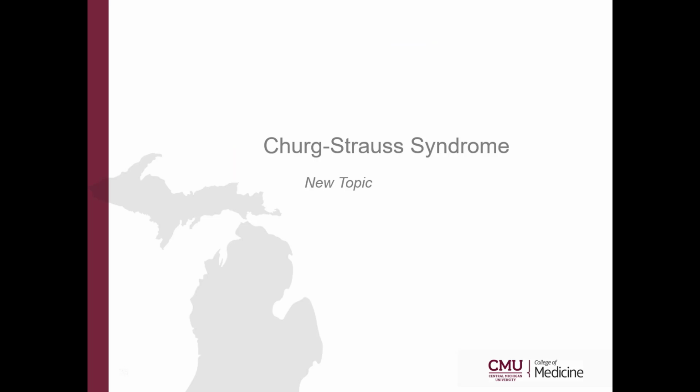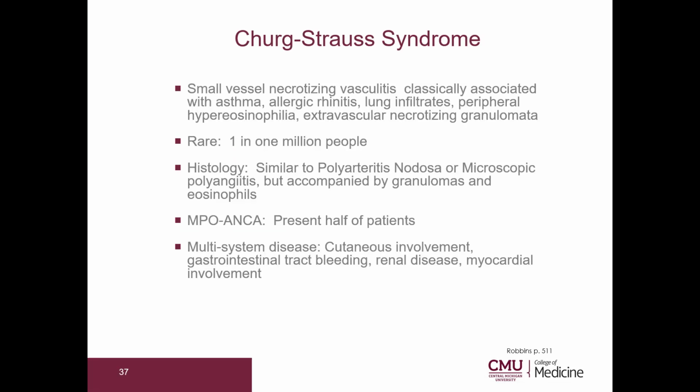Let's go on to Churg-Strauss syndrome. Churg-Strauss syndrome is a small vessel necrotizing vasculitis which is classically associated with asthma, allergic rhinitis, lung infiltrates, peripheral hypereosinophilia, and extravascular necrotizing granulomata. This is very rare and occurs in 1 in 1 million people. The histology is similar to polyarteritis nodosa or microscopic polyangiitis, but is accompanied by granulomas and eosinophils.